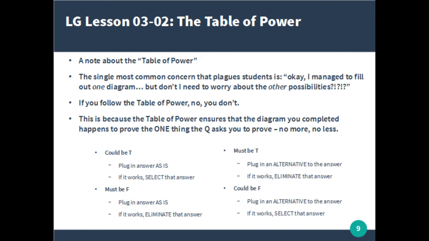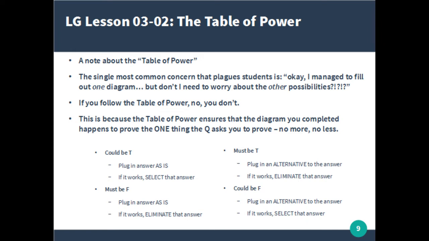So before we move on to doing some actual demonstration work, another note about the table of power and how it works out. The single most common concern that plagues my students is, okay, I managed to fill out one diagram based on stage 1, stage 2, and stage 3 at this point, but don't I need to worry about the other possibilities? There is such a thing as a dumb question, and this is one of them. You don't need to. You don't need to. If you follow the table of power, no, you do not need to concern yourself with the other possibilities.